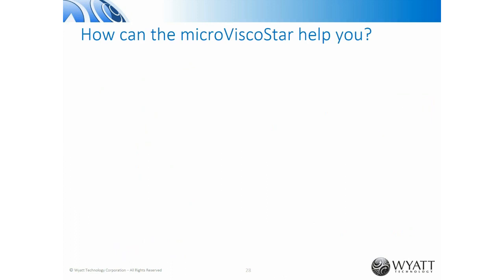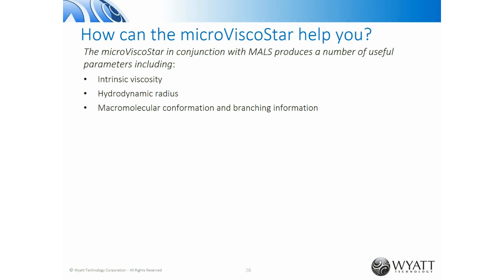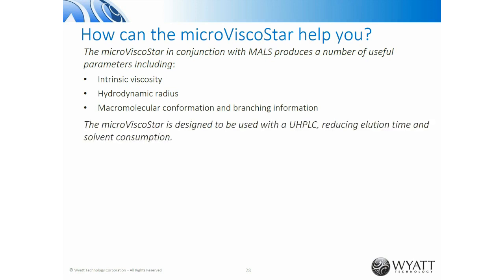So we'll look at how the Micro-Viscometer can actually help you in your day-to-day operations. We've seen that the Micro-Viscometer, in conjunction with the MALS detectors, can produce a number of parameters, including intrinsic viscosity, hydrodynamic radius, and your conformation and branching information, with good precision, accuracy, repeatability, and sensitivity. But since it's able to be used with the UHPLC, you also reduce the analysis time and the solvent consumption. So let's take a look at that second part, the solvent consumption.